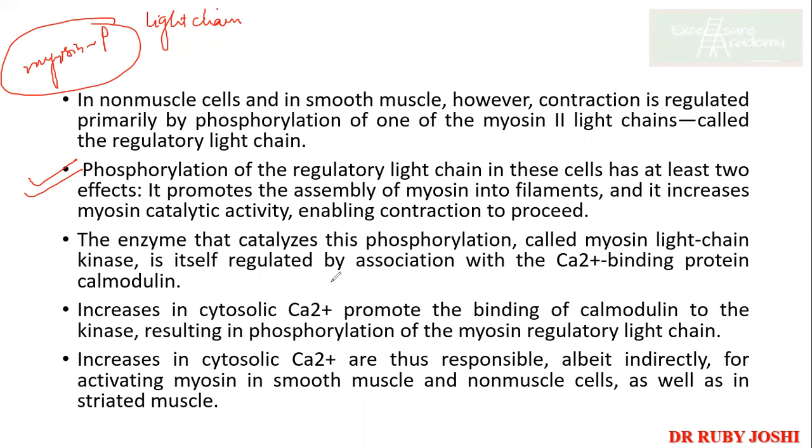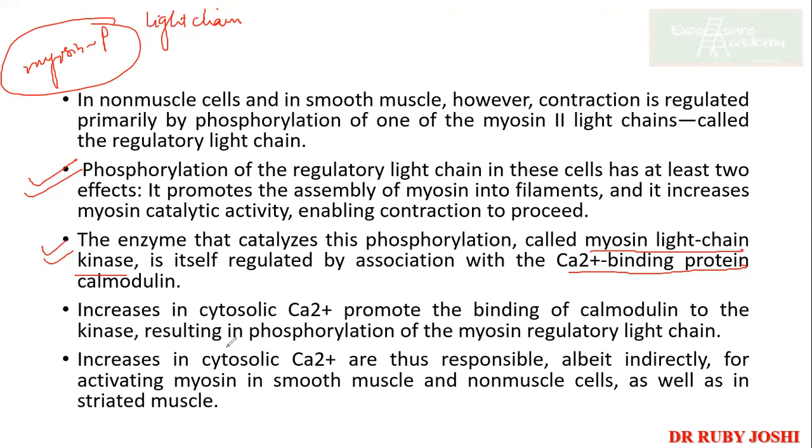Now, the enzyme which catalyzes the phosphorylation, of course, is going to be a kinase. Any protein, any enzyme, when it is adding a phosphate group, is going to be a kinase. This kinase is known as myosin light chain kinase. Simple. It is itself regulated by association with a calcium binding protein known as calmodulin. This is also important.